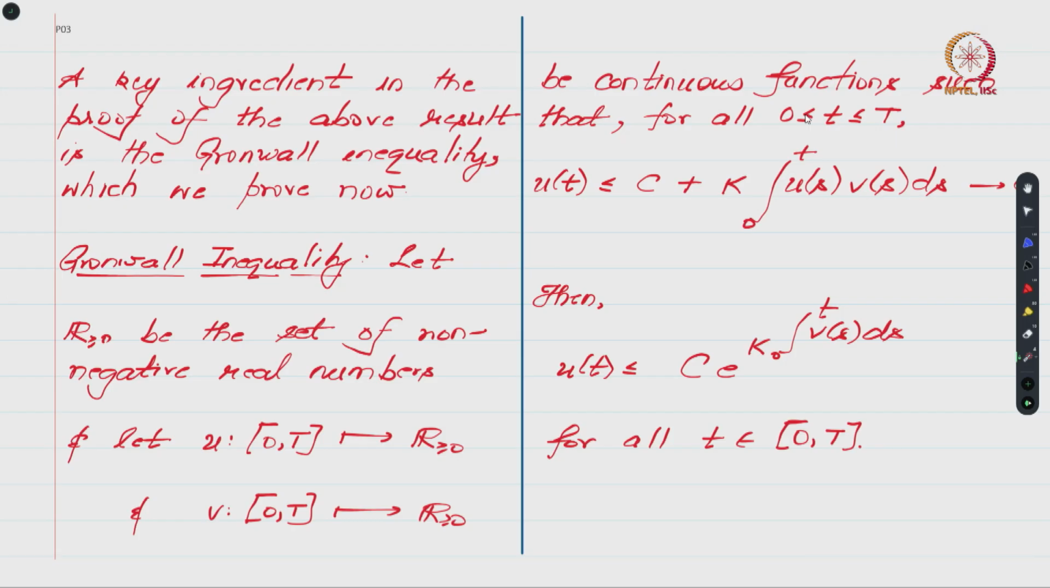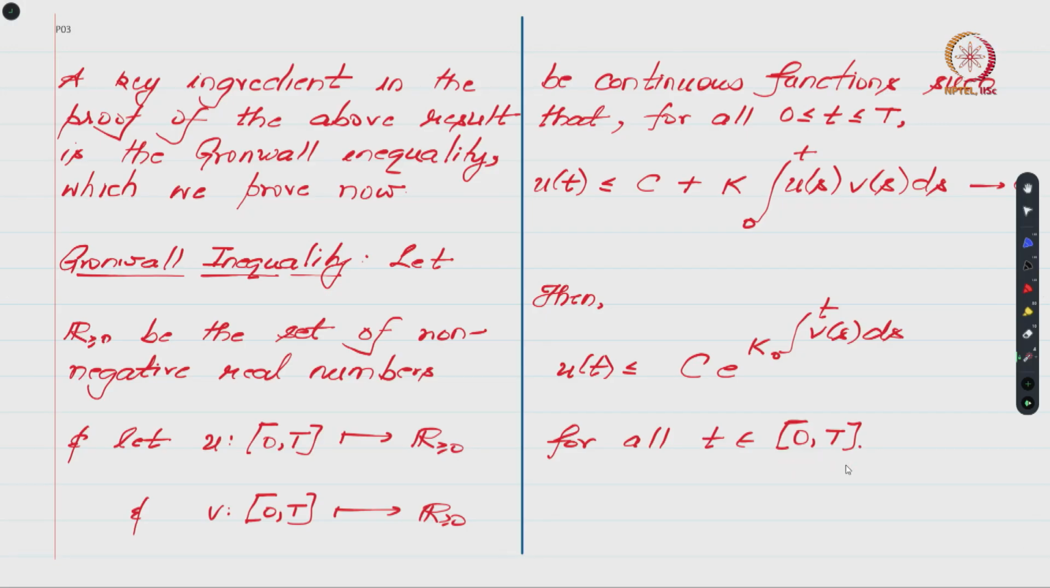This should hold for every little t between 0 and capital T. If such an inequality holds, then the conclusion of the Grönwall inequality is that U of t is less than or equal to C times e raised to k times the integral of V of s ds, and this inequality holds for all t between 0 and capital T.